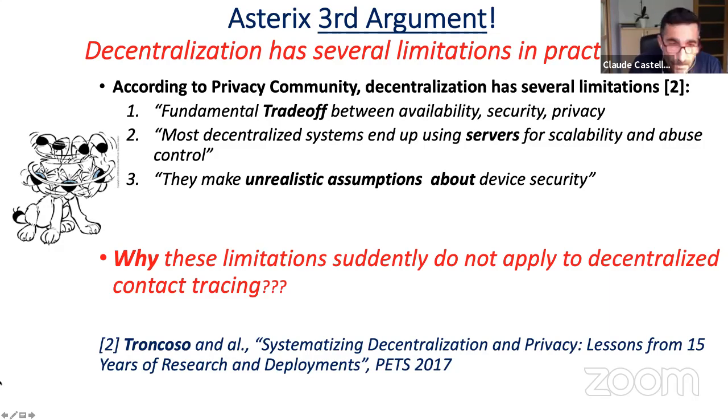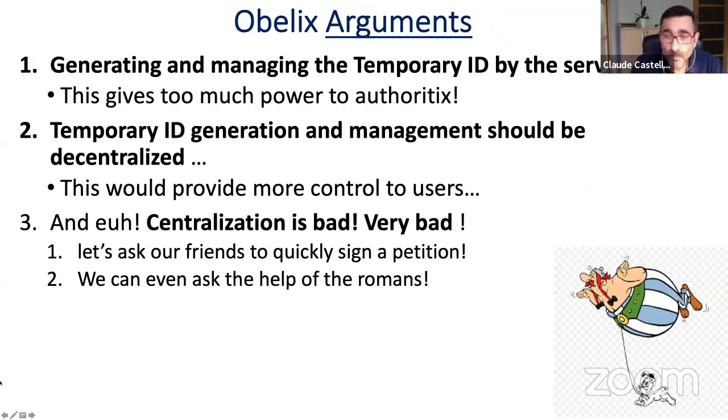So Asterix is very puzzled. He wonders why suddenly this limitation does not apply to decentralized contact tracing. By the way, the docs as well is a bit confused. The arguments of Obelix, I would say, are more standard. What he's saying is that generating and managing the temporary ID by the server gives too much power to the authority, and that's bad. He's also claiming that the temporary ID generation and management should be decentralized. That would provide more control to users.